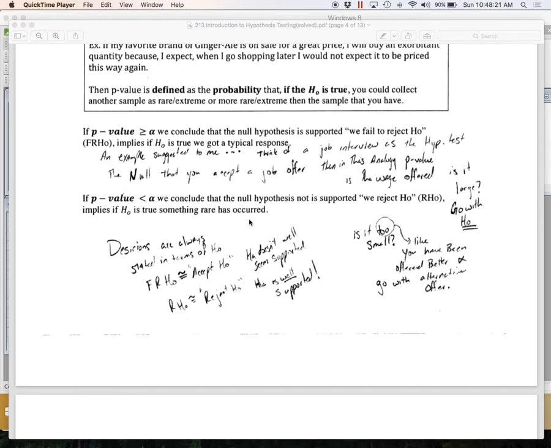Okay, so decisions are always based in terms of the null hypothesis. We either fail to reject the null hypothesis, which is like accepting it, or we reject it. Okay, what this means, so if we accept, quote unquote, the null hypothesis, this means that HA doesn't seem to be supported. The alternative doesn't seem to be supported by the data. And if you reject the null hypothesis, it means the alternative seems to be very supported by the data.